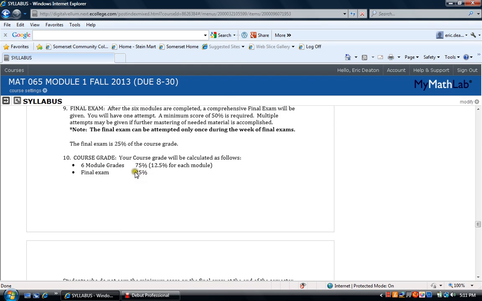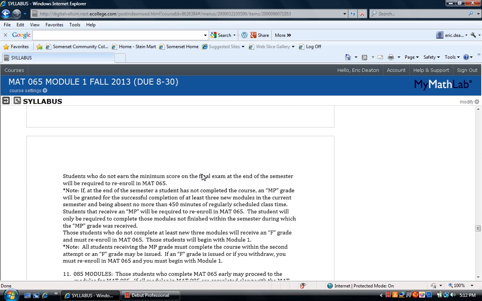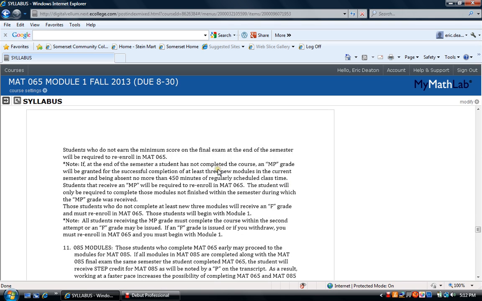The overall course grades are based on, for the 55 and 65 classes, 12.5% for each module, and 15% for each module in the 85 class. Now, for the 55 and 65 classes, and the 85, if you only finish 3 or more modules, but not the class, and you meet the attendance requirement, you're eligible for an MP grade. What that means is that you did not pass the class, but you have to re-enroll, but you don't have to do the modules over that you've already completed. That's a good thing.